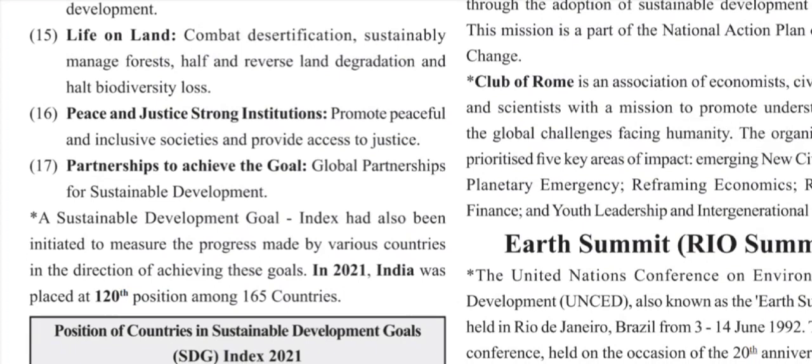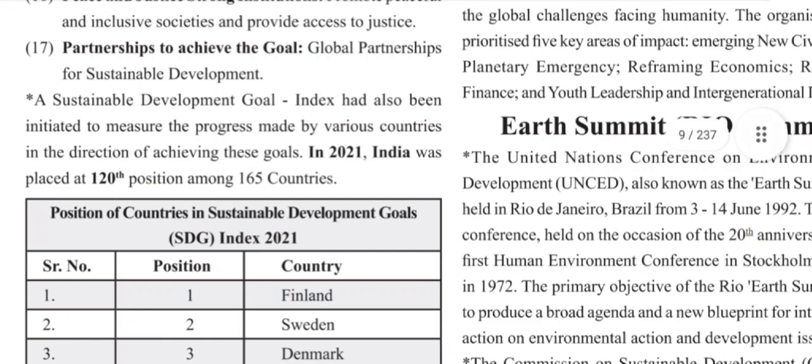16th is peace, justice and strong institutions, promote peaceful and inclusive societies and provide access to justice. 17th and last is partnerships for the goals, global partnership for sustainable development. A Sustainable Development Goal Index has also been initiated to measure the progress made by various countries in the direction of achieving these goals. In 2021, India was placed at 120th position among 165 countries.